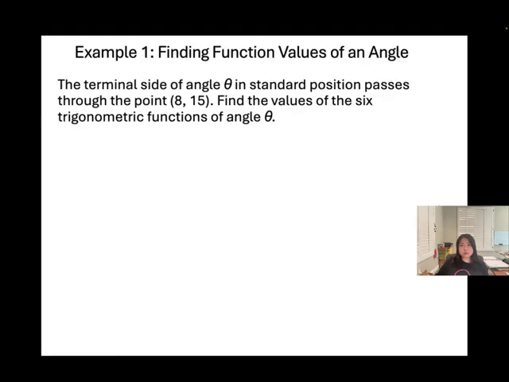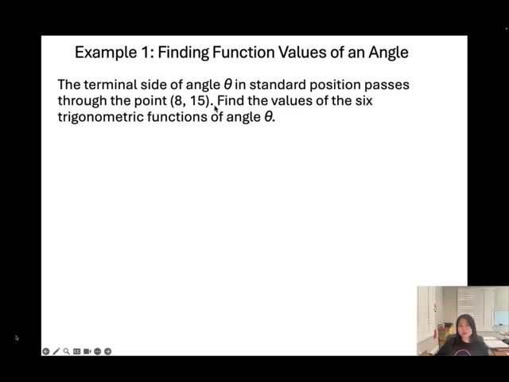Example 1, finding function values of an angle. The terminal side of angle theta in standard position passes through the point (8, 15). Find the values of the 6 trigonometric functions of theta. So we have the point (8, 15), located in quadrant 1 because both coordinates are positive. Let's draw the picture. This creates a right triangle, and we have theta here.